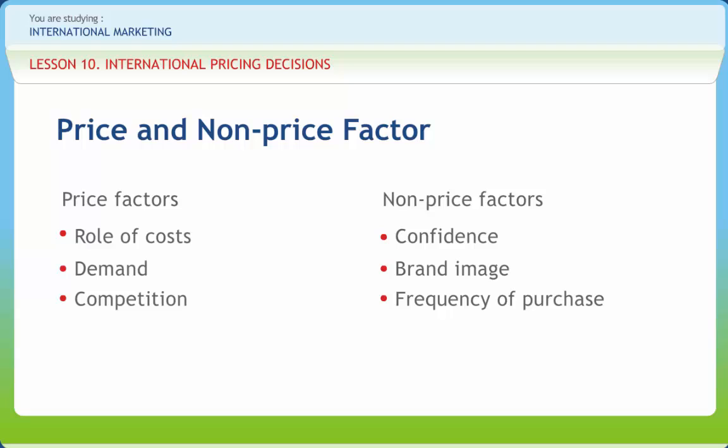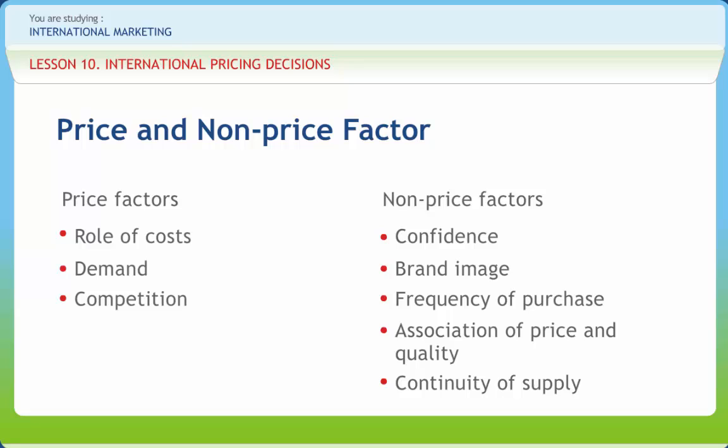Frequency of purchase. Frequency of purchase in some cases decides the price. Association of price and quality. There appears to be a close association between the price and quality of the product. Continuity of supply. Regular supply of original product and its ancillary products assumes great importance in foreign trade.